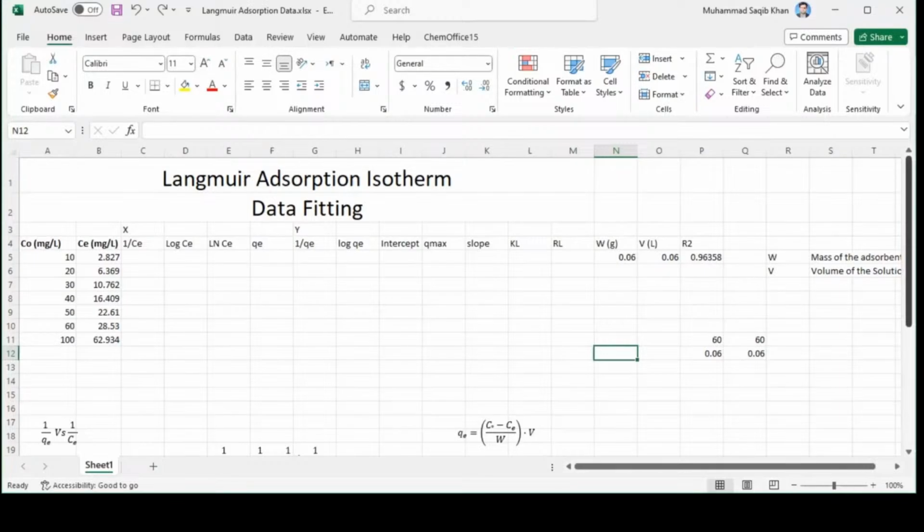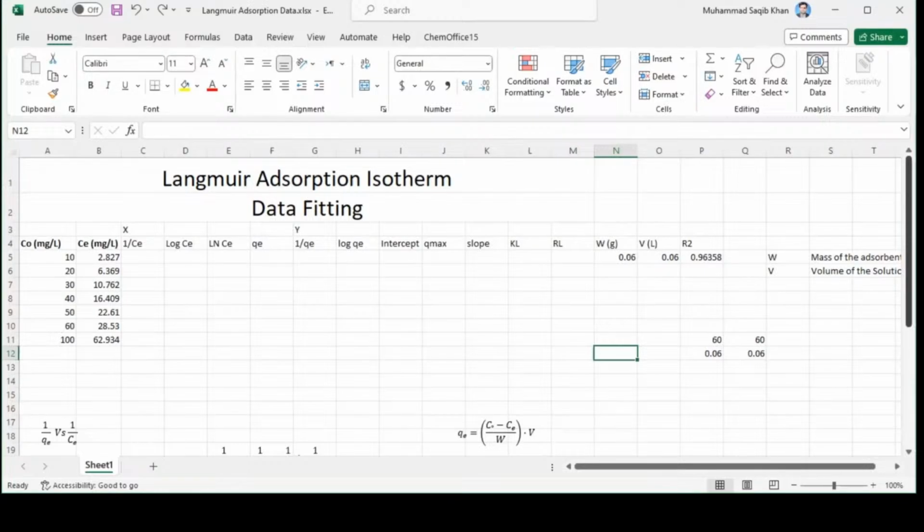So we have this model data from our experiment. We did the experiment on different initial concentrations from 10 up to 100. We did our experiment for all the concentrations and we measured the concentration at equilibrium. Our equilibrium time was 60 minutes. So after 60 minutes, we find out the concentration at equilibrium for different concentrations.